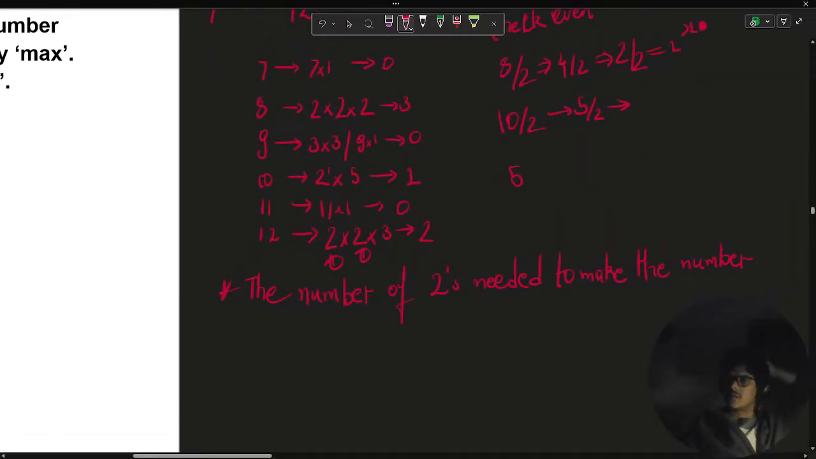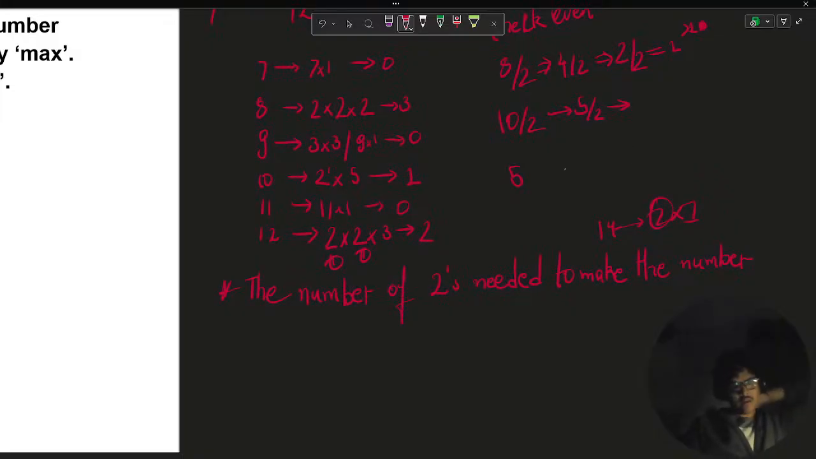Till the number remains even. Is it the right assumption? Yes. We have to keep dividing till the number remains even. If the number has become odd, then we cannot further divide it, so we won't be having 2s. In the case of 14, we have 2 into 7. Once it has reached 7, it cannot be divided.